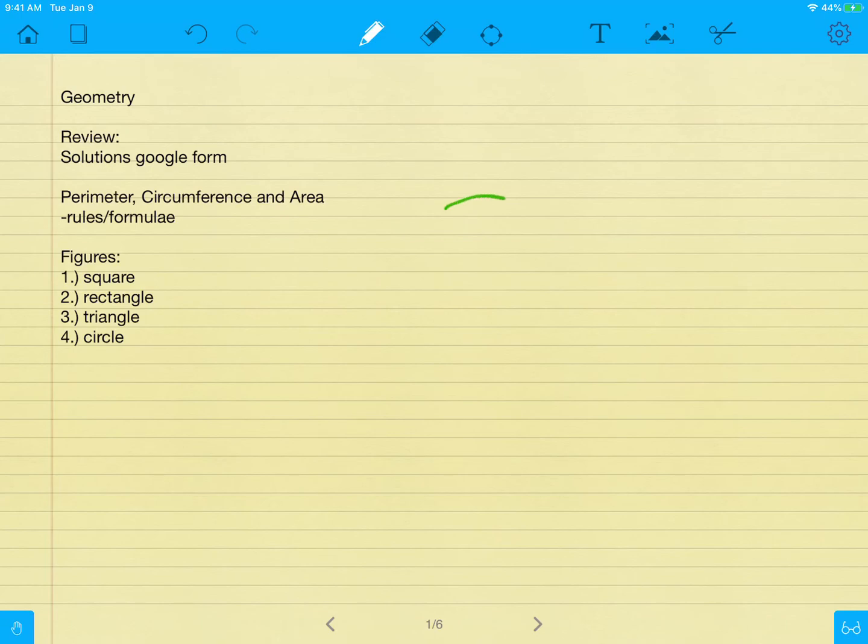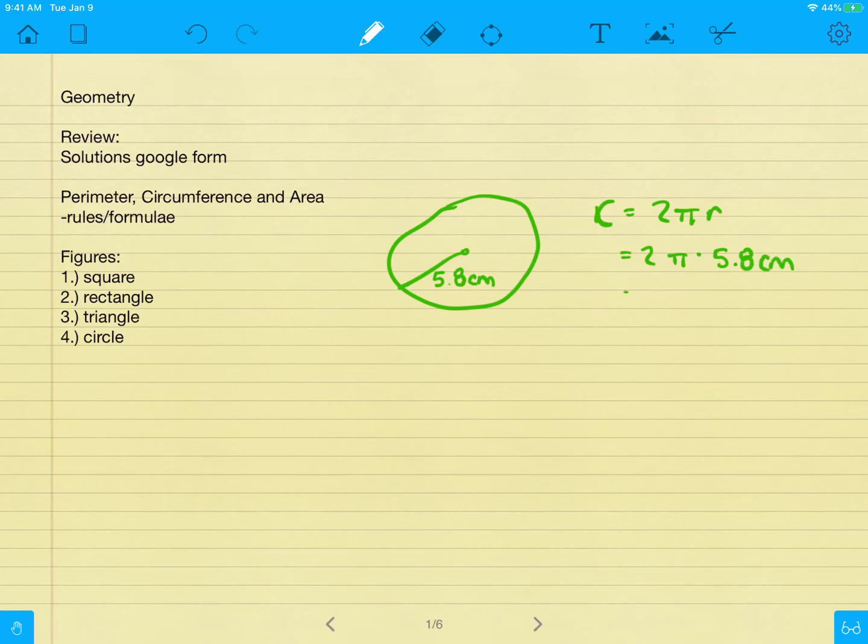All right, the next one was a circle, and I believe they gave us radius on this one, so they gave me 5.8 centimeters. Okay, so for circumference here, 2 times pi times r. So in my case, 2 times pi times the 5.8 centimeters. Now if I type that in, 5.8 times 2 times pi, it doesn't matter the order you type it, I should get 36.44 centimeters. That's your circumference, or the distance around.